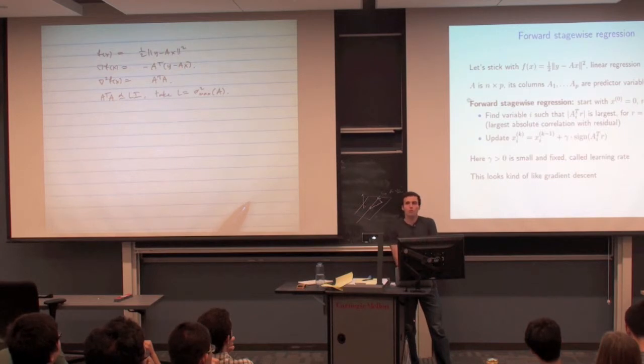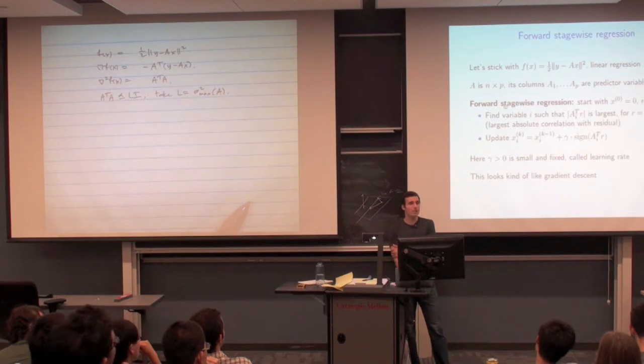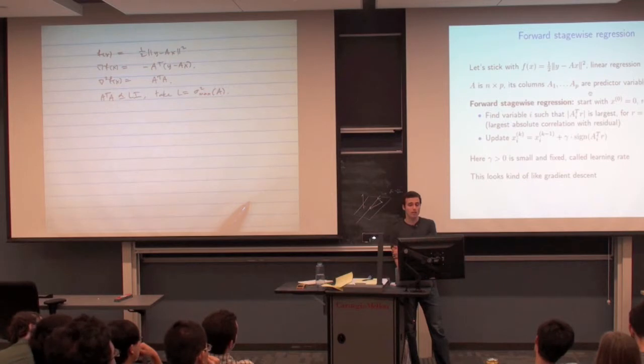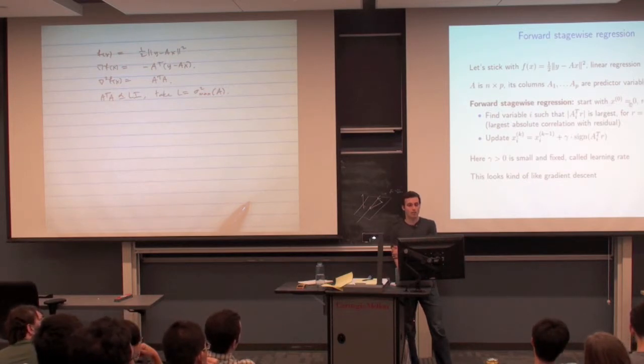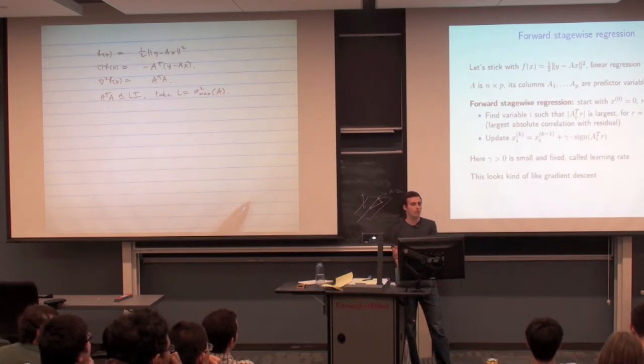Then there's an algorithm called forward stagewise regression, which you probably have heard of. It's very similar to forward stepwise regression, which we learned in one of the first lectures. It's as follows. I start with x0 equal to 0, and I repeat the following steps. I find the variable i from 1 to p such that a_i transpose r is largest in absolute value, where r is the residual vector. So I look at the residual, y minus A x from the previous iterate.